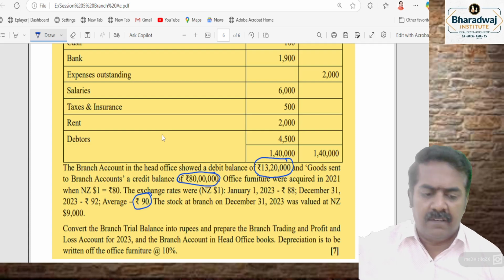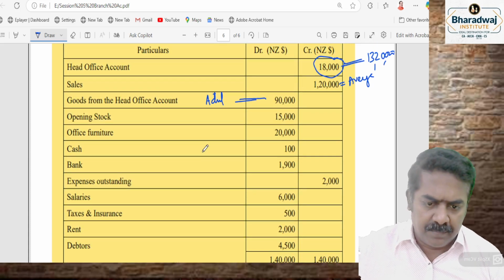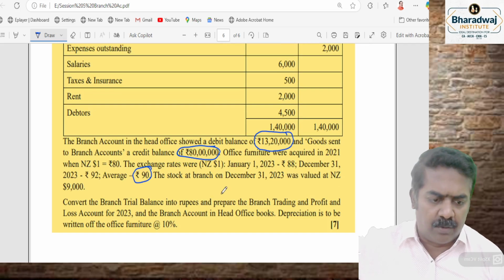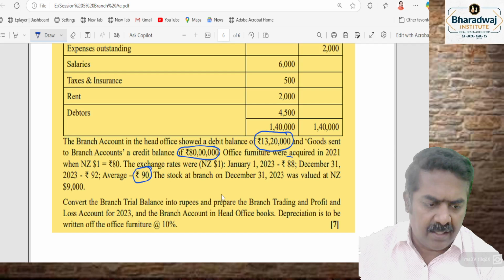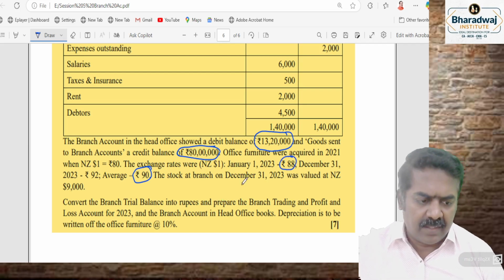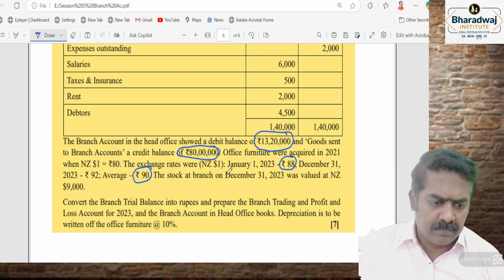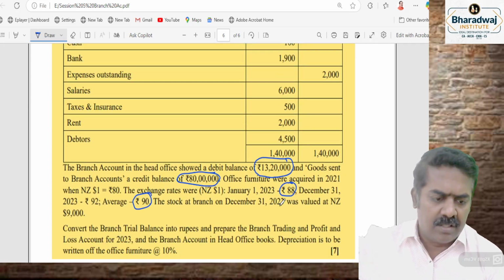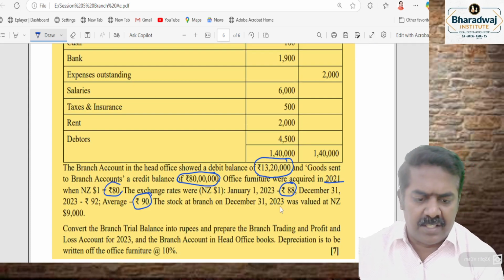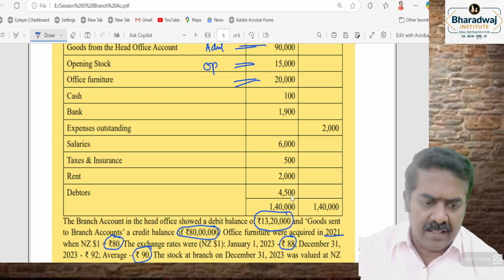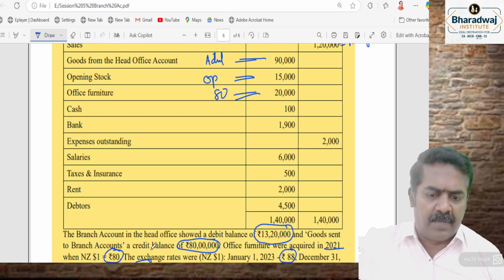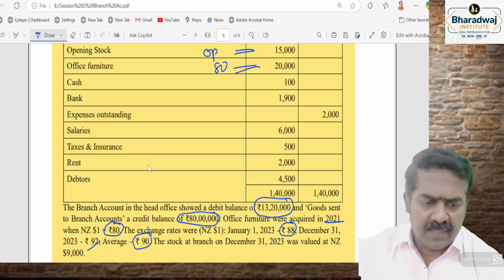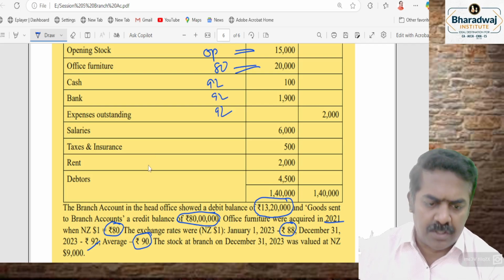Goods from head office we will take which value? Actual value. Opening stock we will take which rate? Opening rate. At the beginning of the year it is 88. Then office furniture, look at this. Office furniture was acquired in 2021, when the exchange rate was 80. We'll take it at 80. Closing cash balance, bank balance, expense outstanding, we'll convert using closing rate. What is the closing rate? 92. Outstanding expense also.